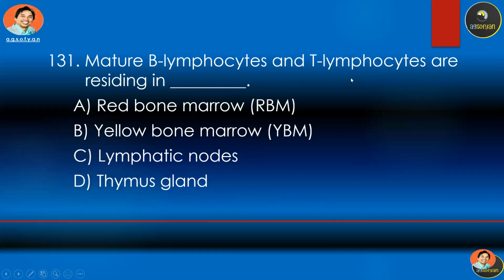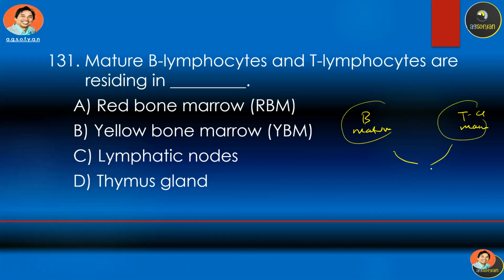Mature B lymphocytes and T lymphocytes are residing in A, B, C, or D. Okay, remember, B cell matures in the red bone marrow. The T cell gets mature in thymus gland. Both of them will be delivered into the lymphatic organs. They will stay in the lymphatic organs. One of the lymphatic organs is the lymph nodes.